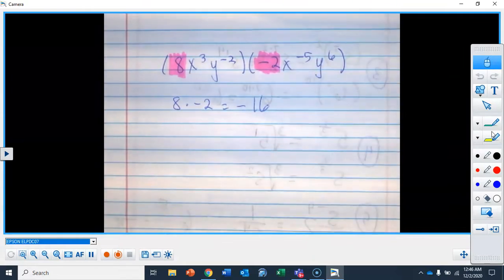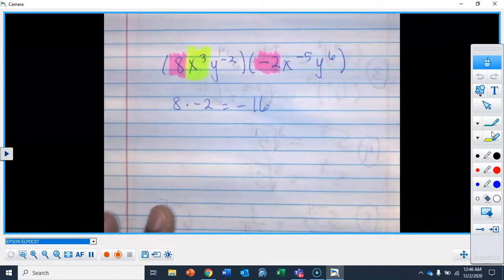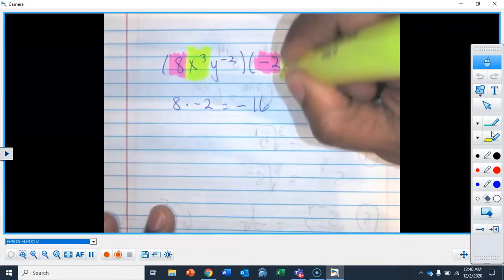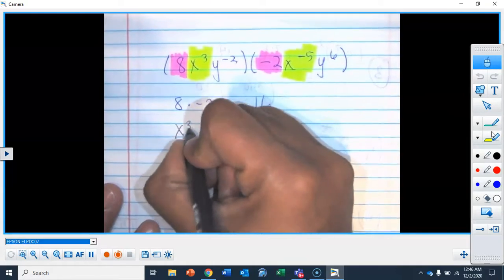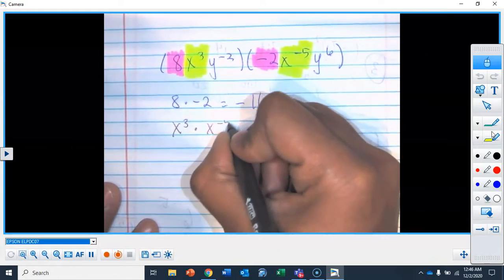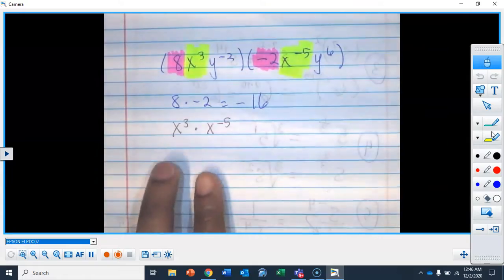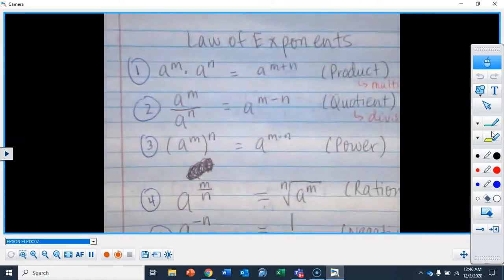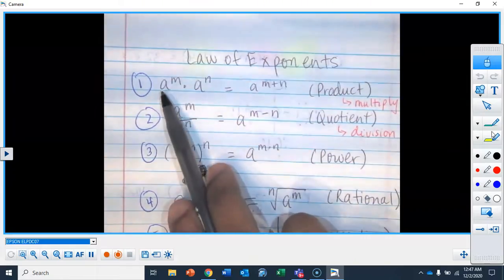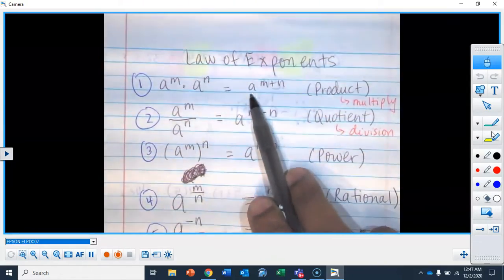Bam, done with that. Then I'm going to come in and group my x's together. So we have x to the third being multiplied. This is all multiplication. X to the negative 5. So if I have x to the third times x to the negative 5, grab my formula sheet, and basically it says if I have the same base with these different powers, I can write that base one time, and then I do what? Addition. So again, same bases, different powers, add them together, leave that base the same.